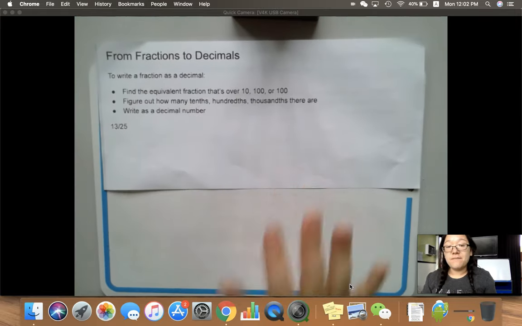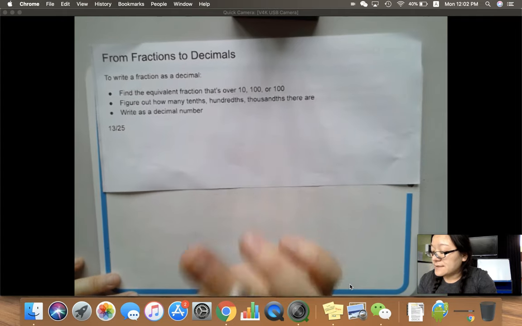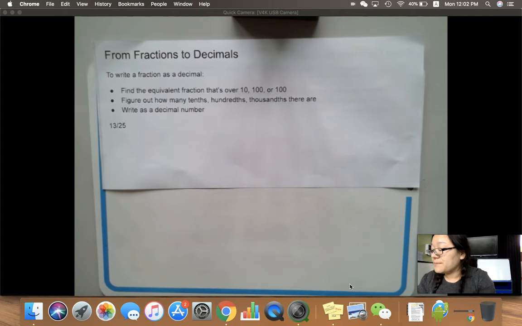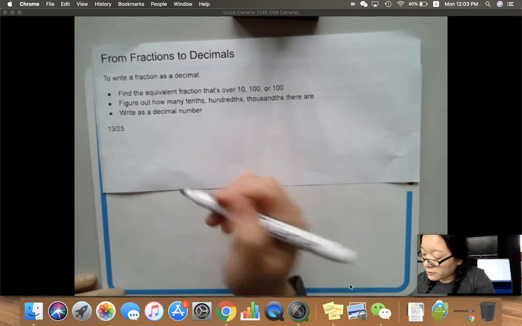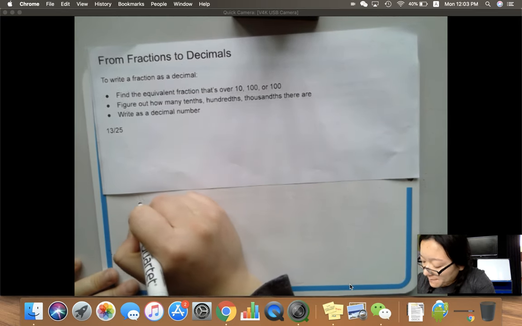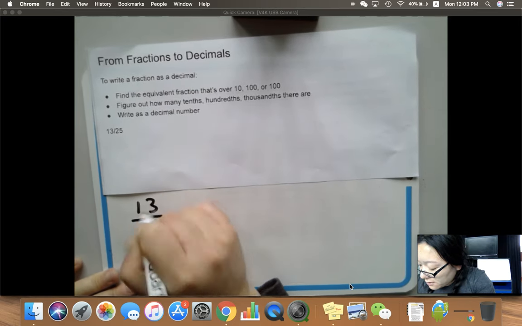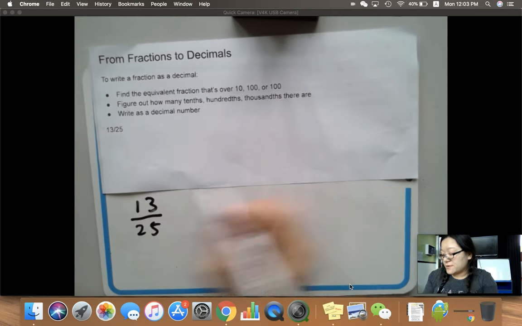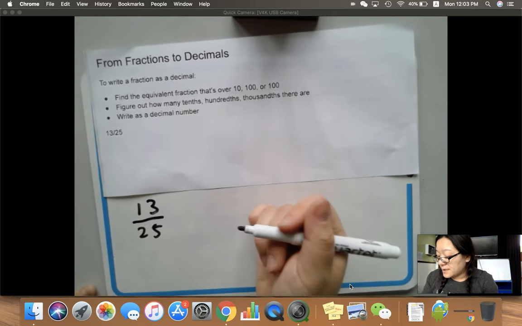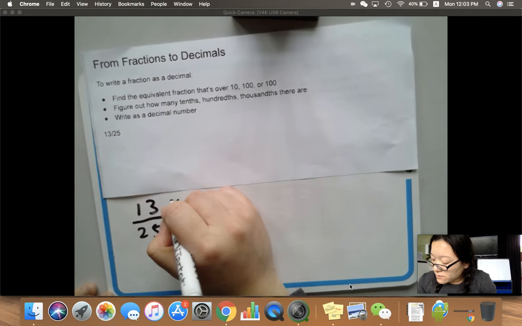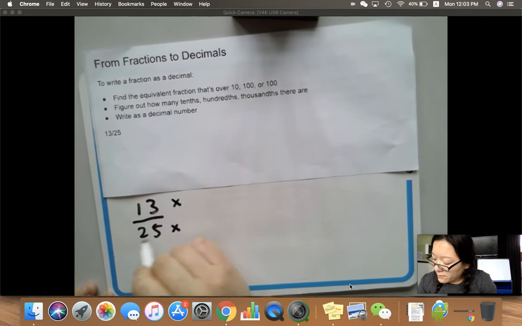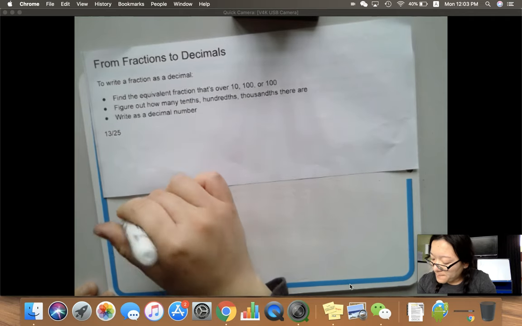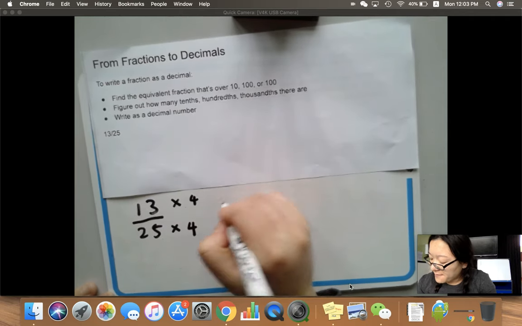So to convert from fractions to decimals, same thing, you've got to find the equivalent fraction that's over 10, 100, or 1,000, then figure out how many tenths, hundredths, thousandths there are, put them in the correct columns, and then you've got the decimal number. So I've got 13 over 25. So I'm looking at this and I'm going, okay, the easiest way to do this would be to turn it into 100 down the bottom, which means I need to multiply this by 4, which means I need to multiply this by 4.